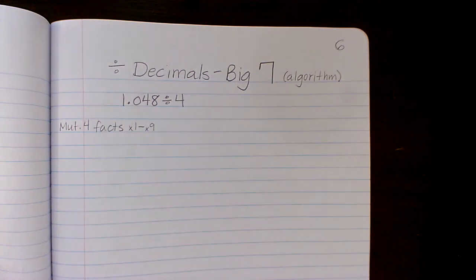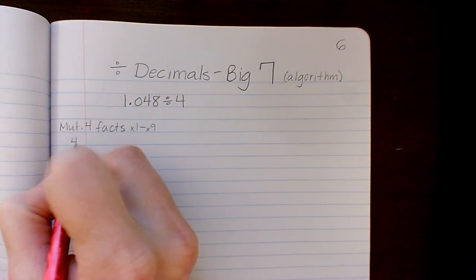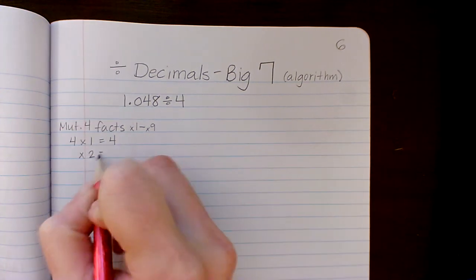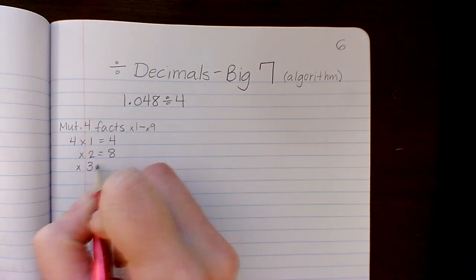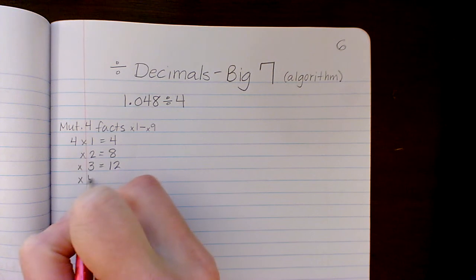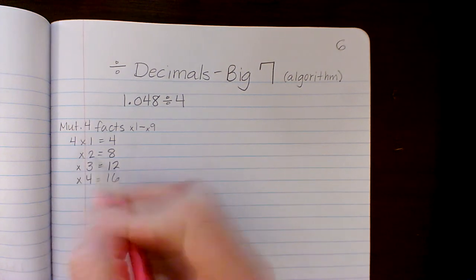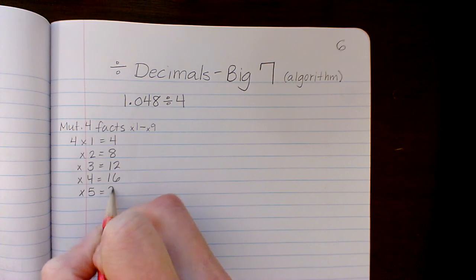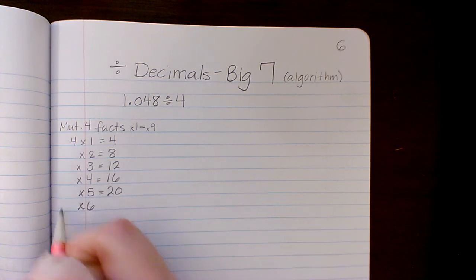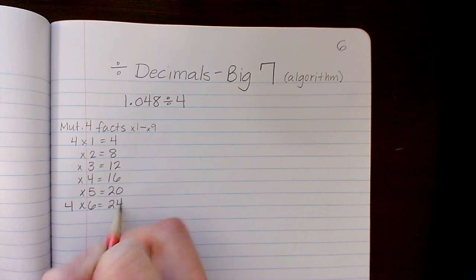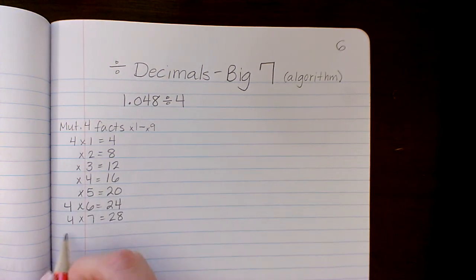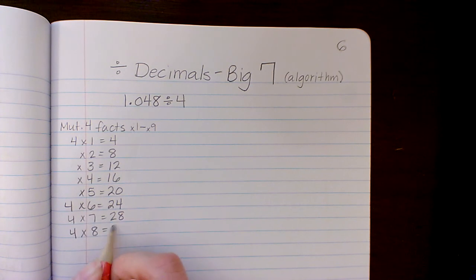Now, this is super easy to do because multiplication is just repeated addition, right? So 4 times 1 is 4. Times 2, I add 4, I get 8. Times 3, I add 4, I get 12. 4 times 4, I add 4 to 12, I get 16. 4 times 5, I add 4 more to 16, I get 20. 4 times 6 would be 4 more, 24. 4 times 7 would be 28, so I just keep adding 4 each time.